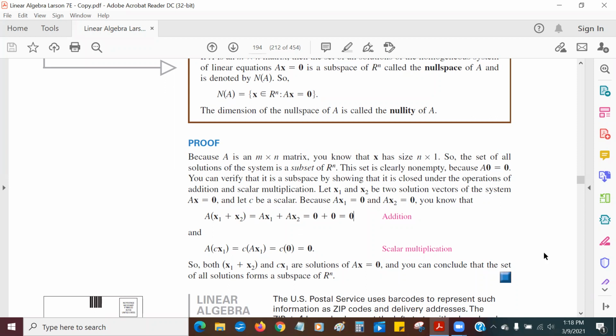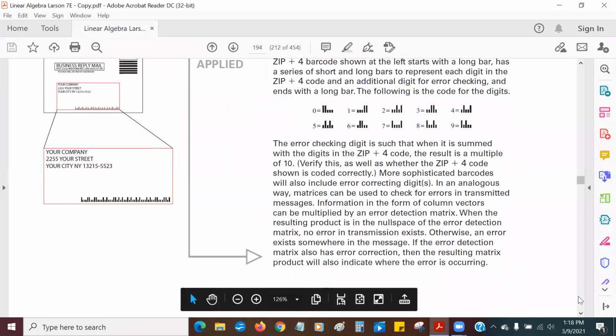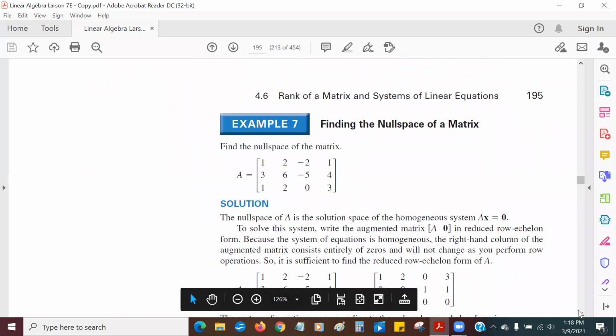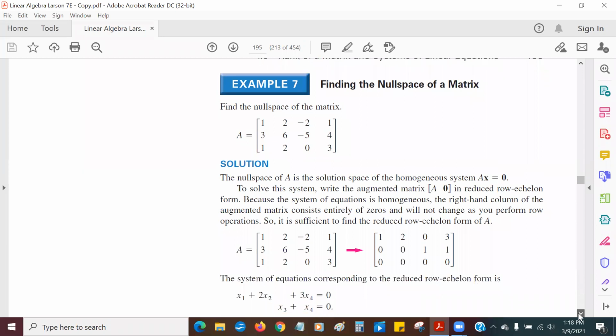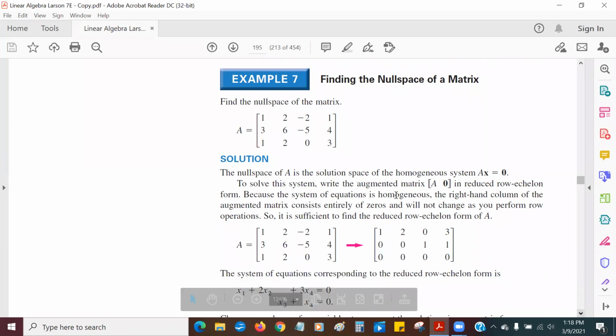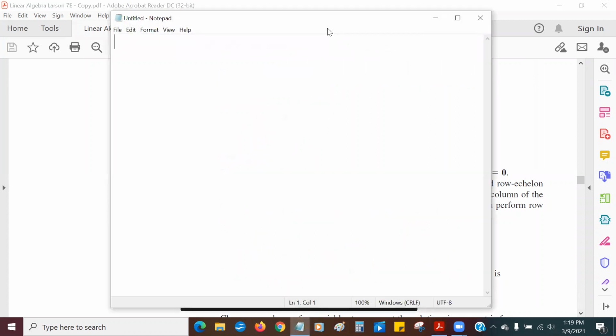So let's look at an actual example. We have a matrix here. This is a 3x4 matrix, and we want to find the null space. Now, let's just look at it before I even start looking at the solution here. I'm covering stuff up because I just want to focus on the matrix itself.